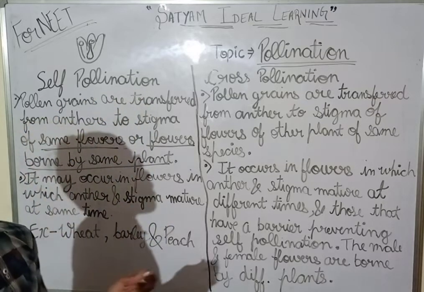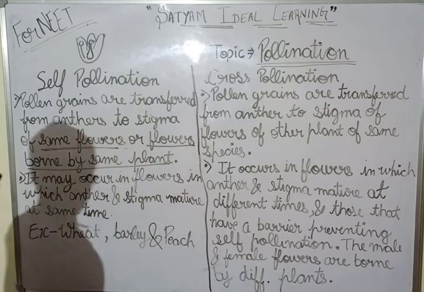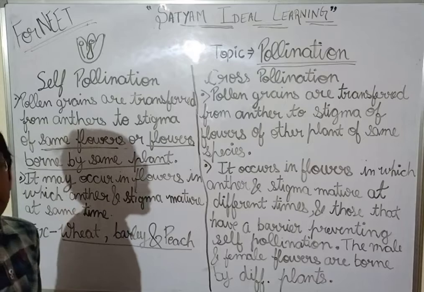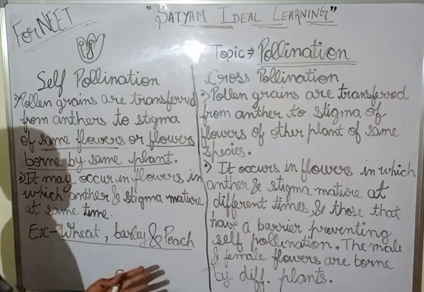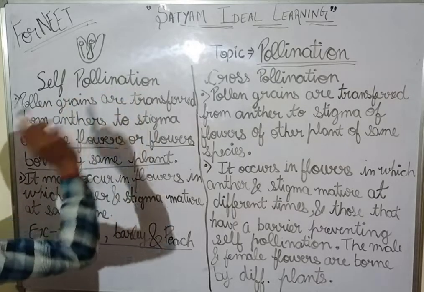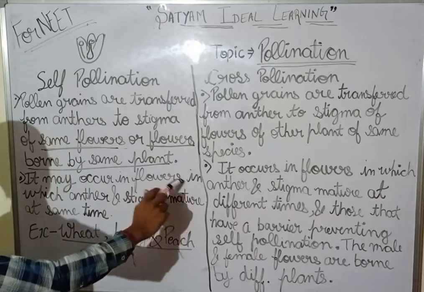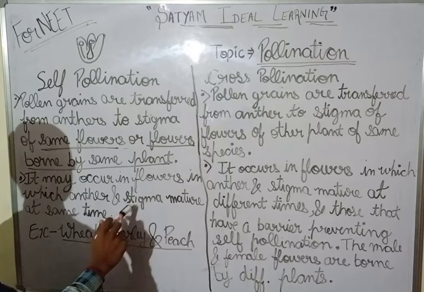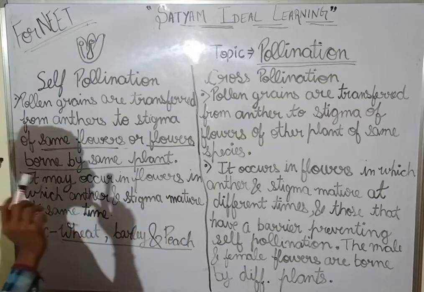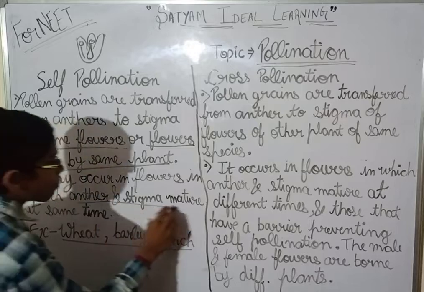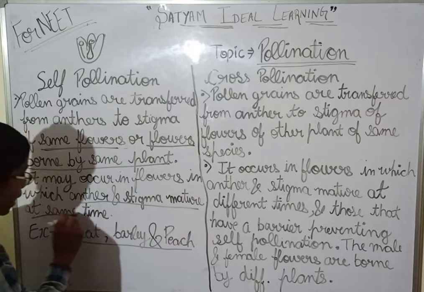And what are the examples of self-pollination? I have written already: wheat, barley, peach, and oat. These are some examples of self-pollination. See, it may occur in flowers in which the anther and stigma mature at the same time.